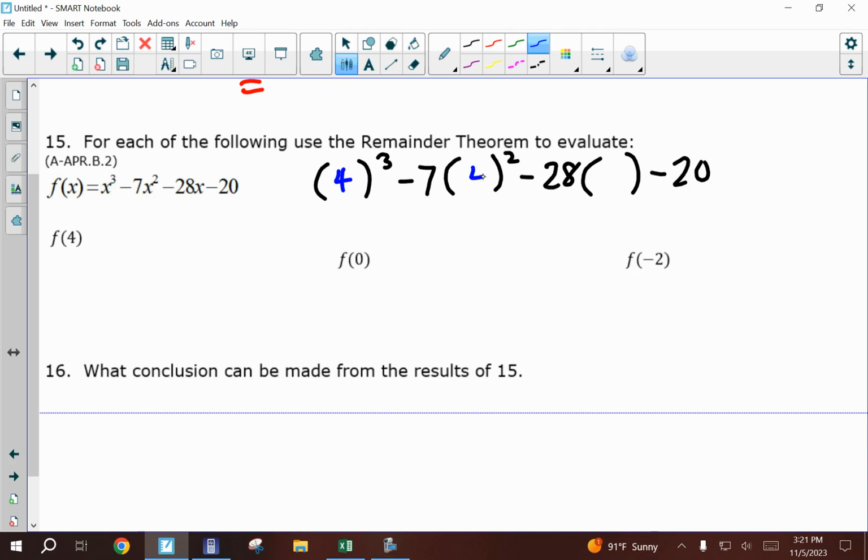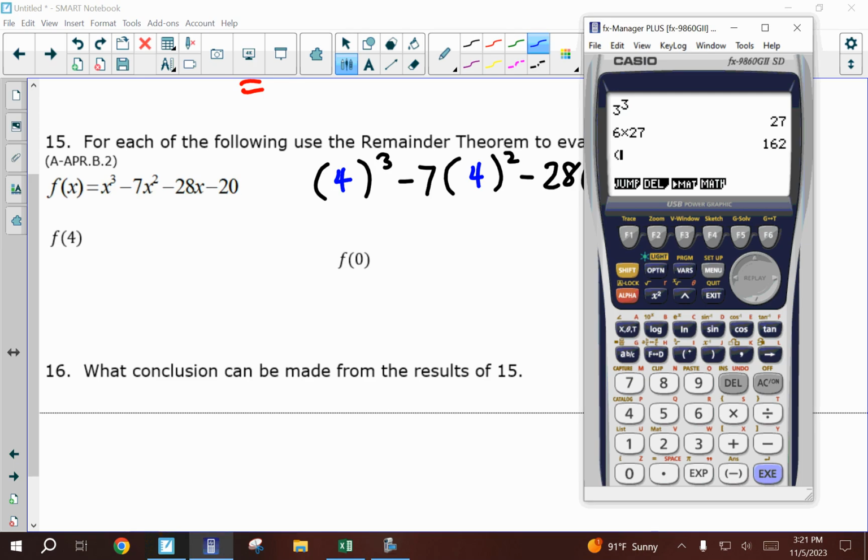So we go in and we put 4's all in here, and then this can all go into the calculator. So in the calculator, it's going to be parentheses 4 to the third power, and then it's going to be minus 7 parentheses 4 squared minus 28 parentheses 4, and then minus 20.